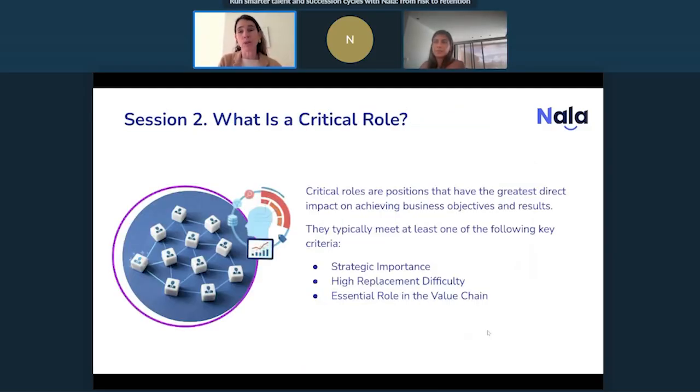The second session was more on critical roles. If we already know where and who the top talent are, now let's look at our structure and identify those critical roles that have either a strategic importance, maybe a high replacement difficulty, and an essential role in the value chain. A lot of what we talked about in session 2 was the criteria you can use to identify critical roles at scale, beyond maybe levels 1 and 2, and also the criteria you can use to match those critical roles with potential successors. We shared how Nala can support you in that, and a bit about our smart models to do that at scale.